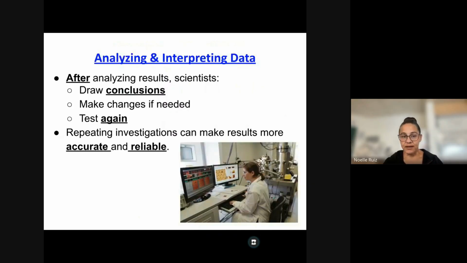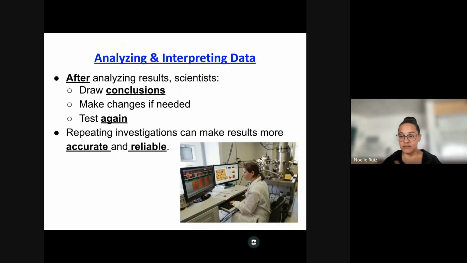Analyzing and interpreting data. So after analyzing the results, scientists draw conclusions. They make changes if needed, and then they test again. We went over last week the example with the flashlights. You make an observation, your flashlight's dead. You hypothesize that it needs new batteries. You run an experiment and you put new batteries in that flashlight.